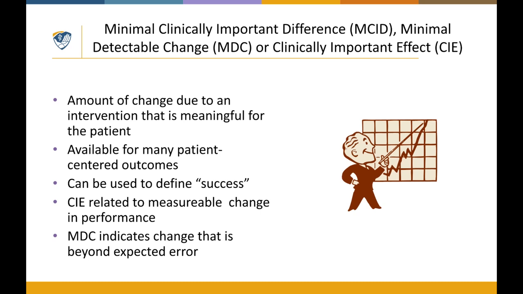The clinically important effect is very much like the MCID, except this is usually related to performance-type measures, like range of motion or VO2 max. Those are more clinician-directed outcomes, versus a patient-reported outcome, where we typically use the term clinically important effect or clinically important difference. And then the minimal detectable change refers to the change that could be occurring that is beyond expected error.